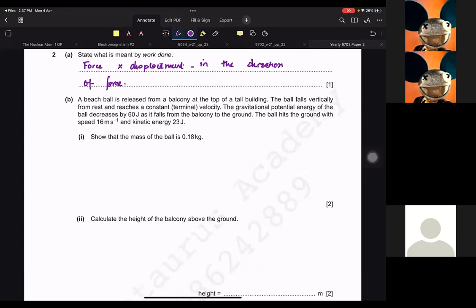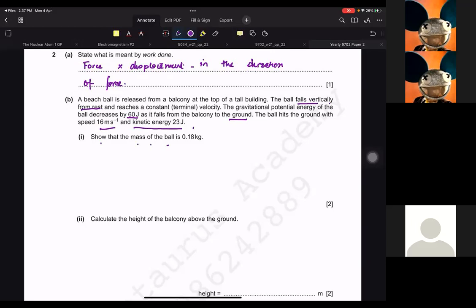Now in this one, it says a beach ball is released from a balcony of a tall building. The ball falls vertically from rest and reaches a constant terminal velocity. The gravitational potential energy of the ball decreases by this as it falls from the balcony to the ground. The ball hits the ground with speed this, and the kinetic energy this. Show that the mass of the ball is this. No, that's fine.